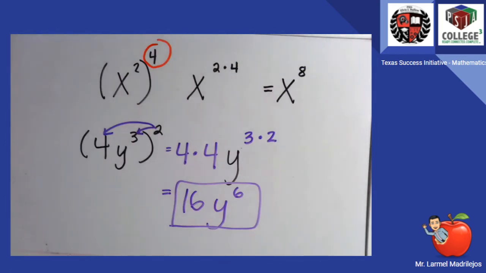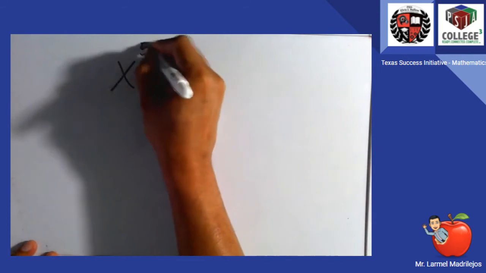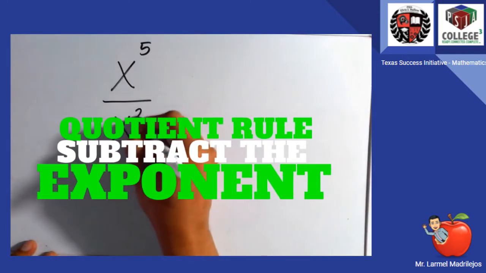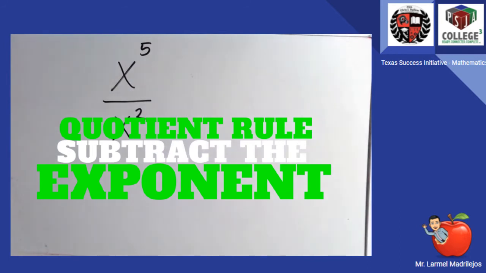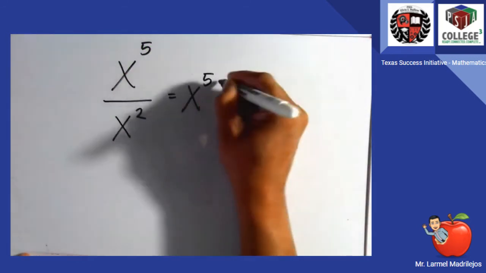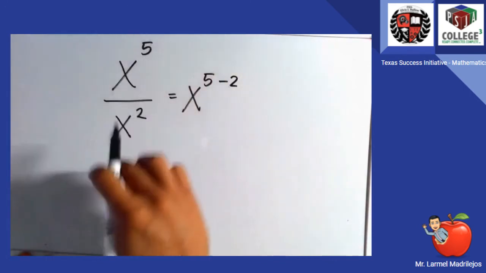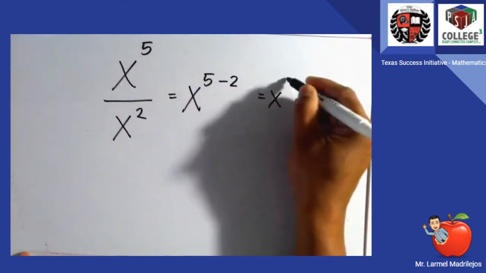Next rule, quotient rule. In the quotient rule, we subtract the exponents. Okay, let's try. If you have x raised to 5 divided by x raised to 2, in the quotient rule we subtract the exponents. In the product rule, we add the exponents. Again, quotient rule, it's going to be 5 minus 2. The answer is going to be x raised to 3.